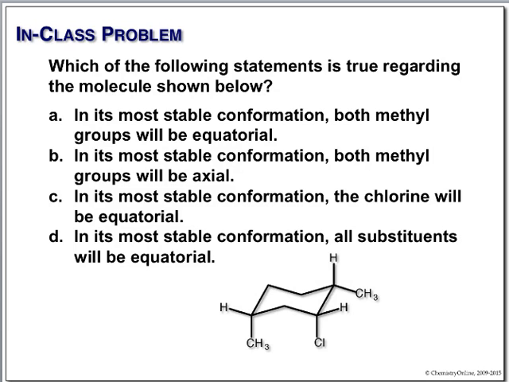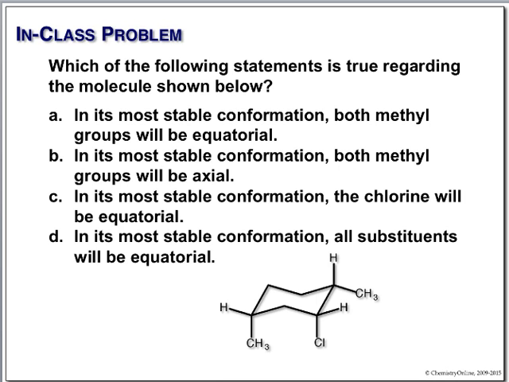All right, look at this guy. In its most stable conformation, which of these statements is true? In its most stable, both methyl groups will be equatorial. Is that true? That's not even possible, is it? Because one is axial, one is equatorial. If we did a ring flip, this would be equatorial, that would be axial. So no, they are always going to be cis to each other.